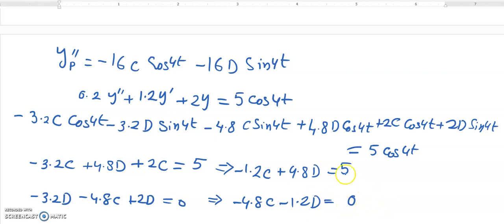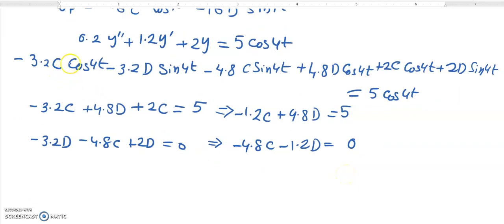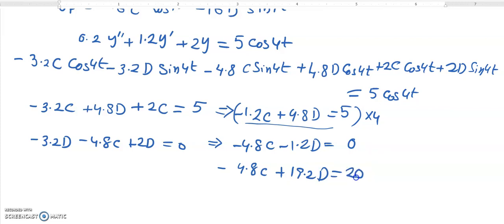Now we can solve these two equations. For this, maybe I can multiply this equation by 4. So I can write it here. It will be minus 4.8c plus 4.8 times 4, which is 19.2d, is equal to 20.